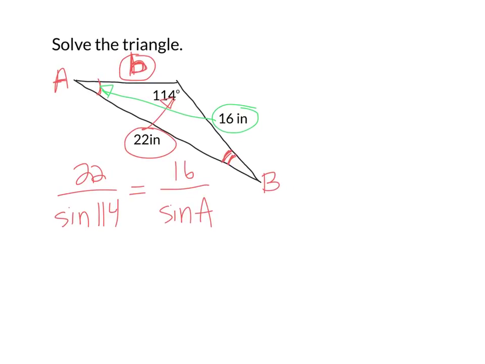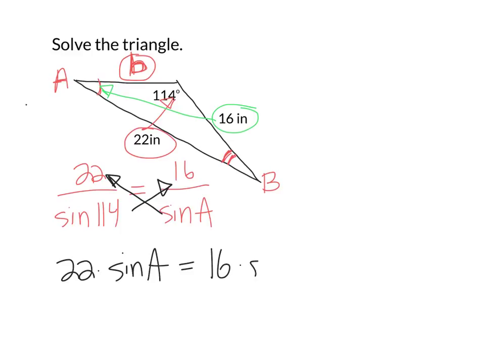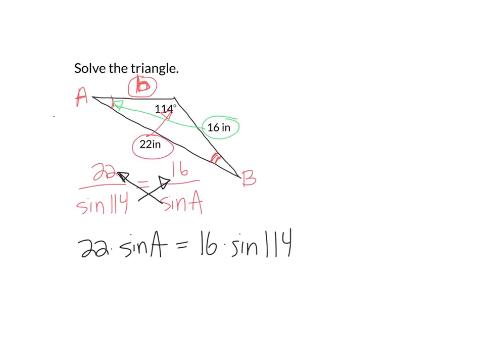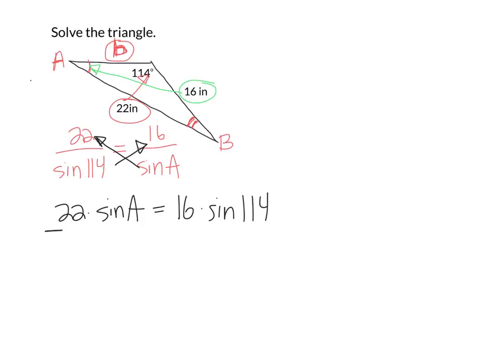We first do that by cross multiplying. So 16 times the sine of 114, and over here I just have 22 times the sine of angle A. And 16 times the sine of 114, okay, we'll get to that in a minute in the calculator. First, I'm going to divide both sides by 22. So now I'm going to put this into the calculator.